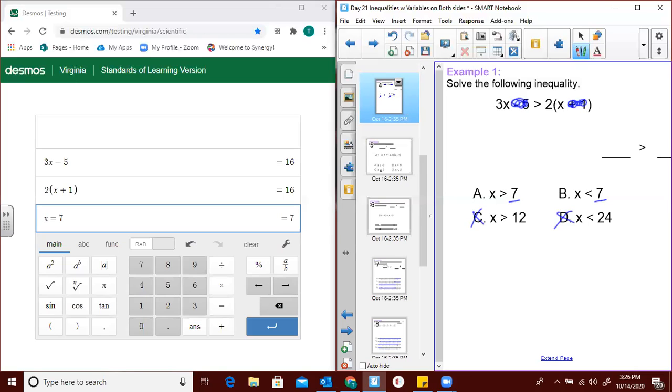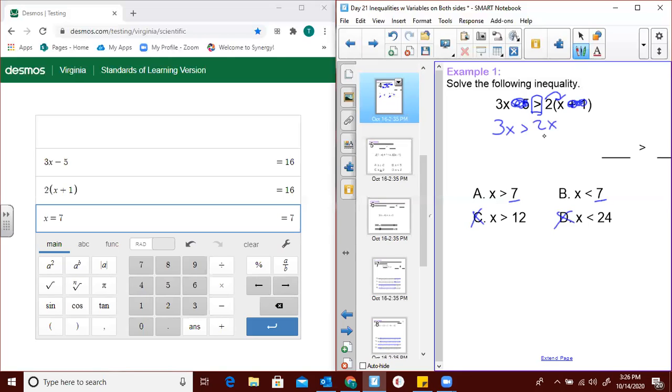So I see I have a 3x. I'm still going to keep my same inequality sign. It's going to be greater than, and I have a 2 multiplying into an x. And I can tell it's multiplying because it's right up next to the parenthesis, which means I need to distribute. Now remember, I got rid of the +1, so we don't even have to worry about distributing it over to the other side. So I'm going to have my 2x.